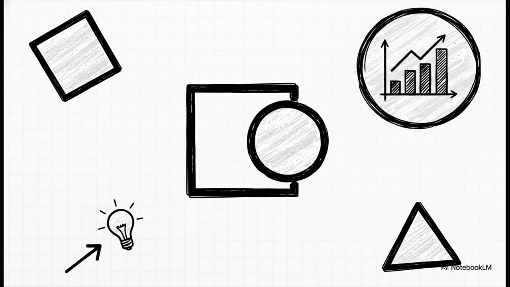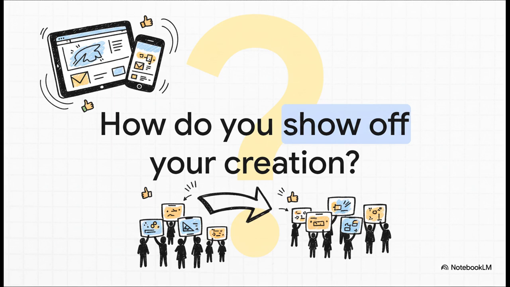Oh, and hey, don't sleep on the Shapes tool. Sometimes a quick arrow to point something out or a circle to highlight a key idea is exactly what you need. One click on the shape icon opens up a whole library of options to add a little structure and clarity.